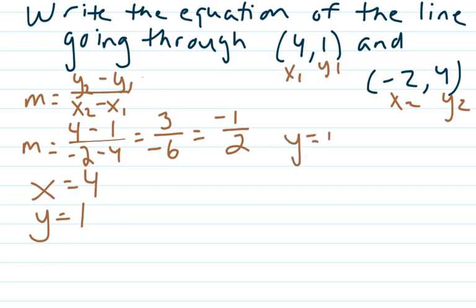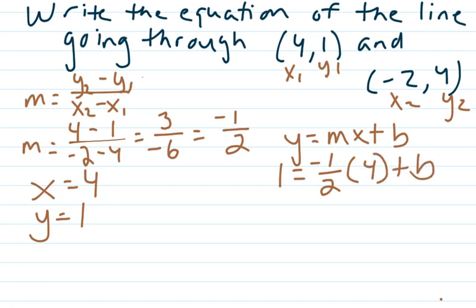Now we're going to plug those in to y = mx + b. So I have a value for y. I'm going to use 1. Then I have -1/2, and x is equal to 4. And then I have the plus b. So we have 1 = -1/2 times 4 + b. You are welcome to use a calculator to do that.